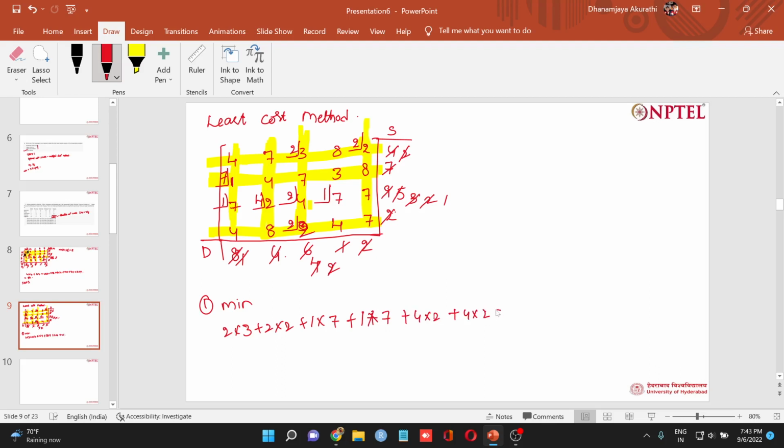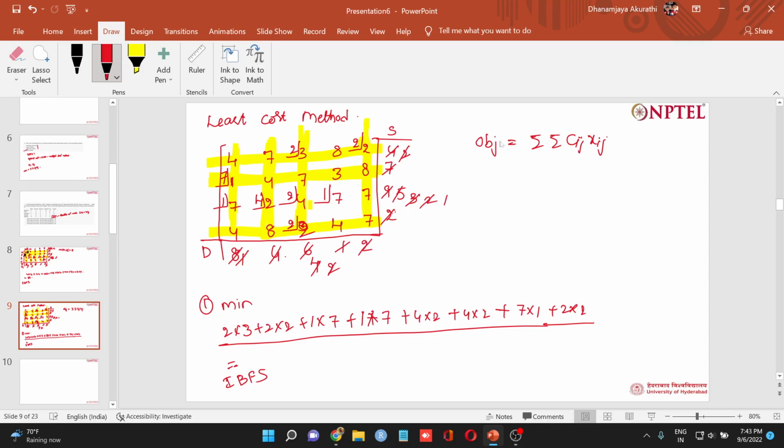Is there anyone who can tell why we are doing it like this to find the initial basic feasible solution? Ma'am, these costs are for 1 unit, and we have allotted 3 units, 1 unit. So we have to multiply by that number, no? Yeah, that we can do. Mathematically, how can we say? C_ij multiplied by x_ij. Our objective is the summation of C_ij x_ij. So that's why we are doing it like this, summing and multiplying.